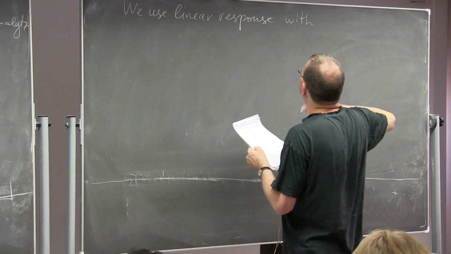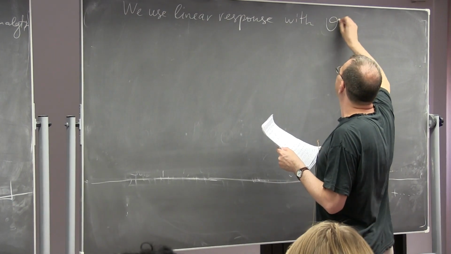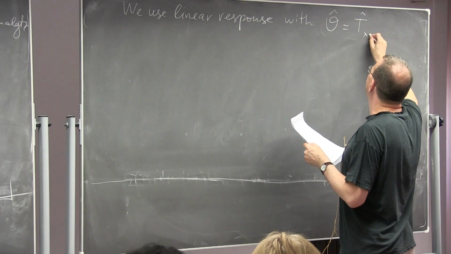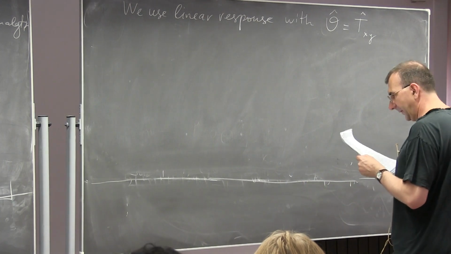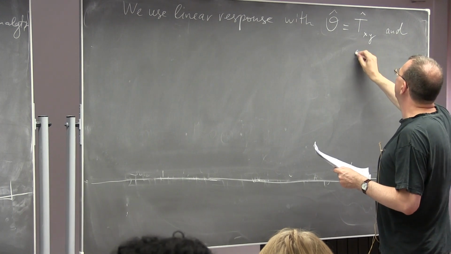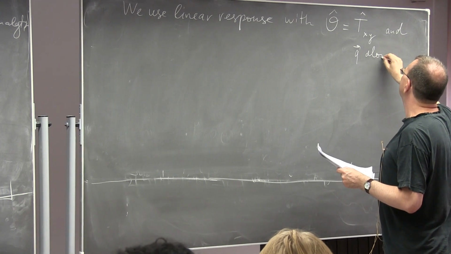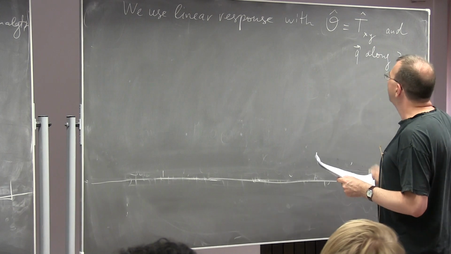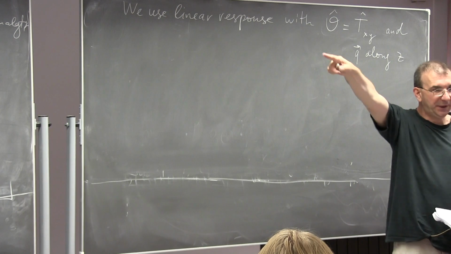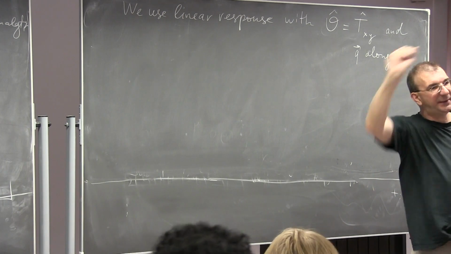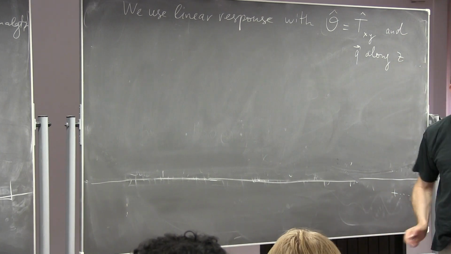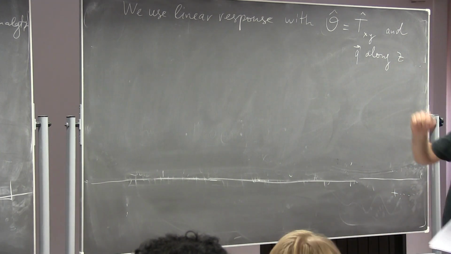I remind you, I won't write the full formula, but there was an operator involved which disturbed our system, and this operator will be our energy momentum tensor operator. I will choose the spatial momentum q along the z direction, because by assumption my system is completely isotropic. So if I have a momentum of my fluctuation anywhere, I can always rotate the system so that the z direction coincides with the direction of momentum. Because the system is isotropic, I can rotate things as I please.